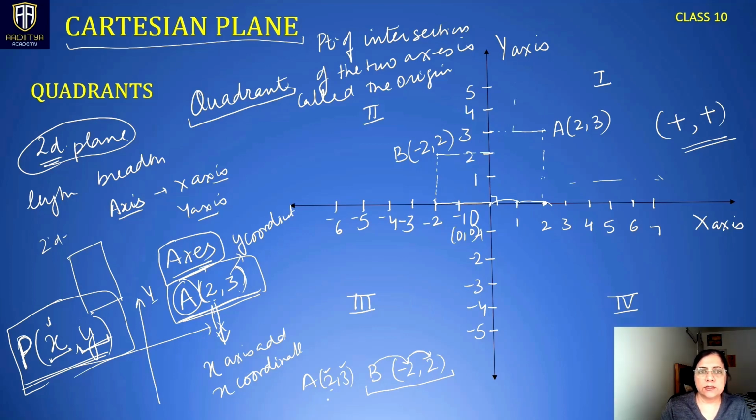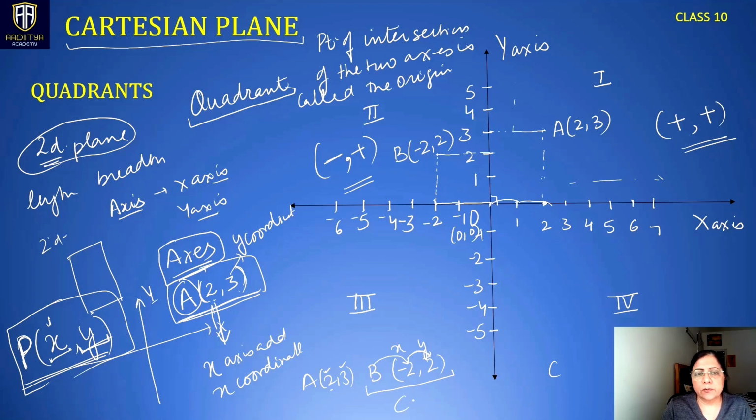You can see that we can plot many more such numbers, but you have learned this, which is why I am only giving a short recap. This is the x-coordinate, this is the y-coordinate. So, when x is negative and y is positive, such points are located in the second quadrant of the Cartesian plane.